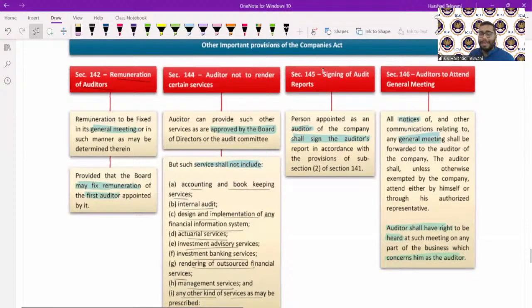You cannot provide these services along with your assurance service. For example, if you are performing auditing of a company, you are the auditor of a company. Along with the audit, you cannot perform these services, investment banking service or investment advisory service.